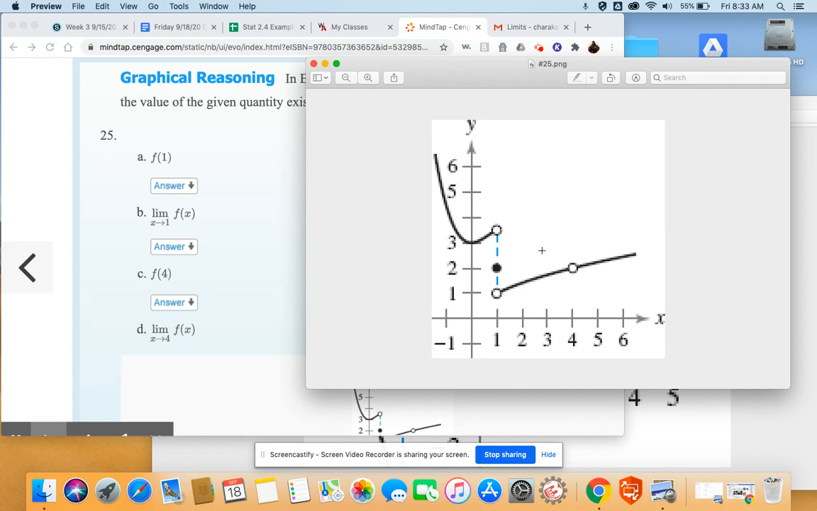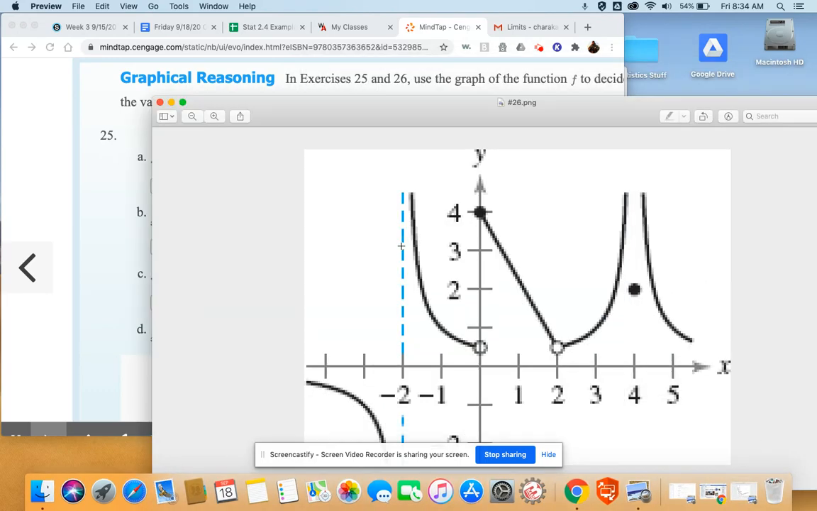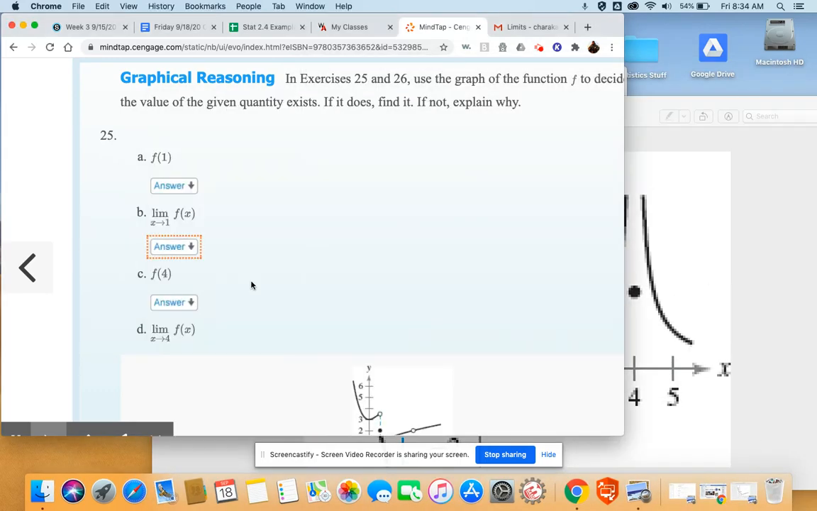So what we're really illustrating here with this problem is that the existence of the point f of x and the limit as we approach that x value are not dependent on each other. We can have a point, but not a limit. We can have a limit, but not a point. They are independent of each other. We can jump now to number 26, which has a lot more going on.